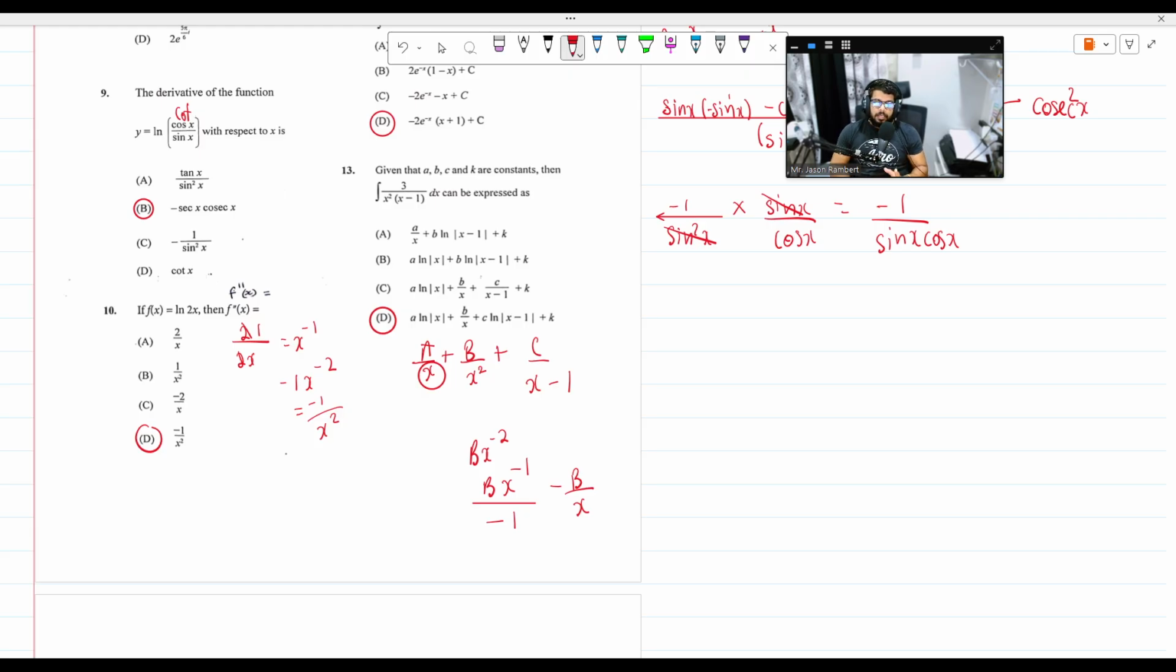So at the end of the day, if I were to talk in terms of not just signs alone, but in terms of constants, when I integrate the question, 3 over x squared into x minus 1, I'm going to get a constant by ln x plus a constant divided by x plus a constant by ln of x minus 1. For the middle piece, plus a constant divided by x. That constant could be negative. So I could have plus negative 3 over x and so on. Cool?